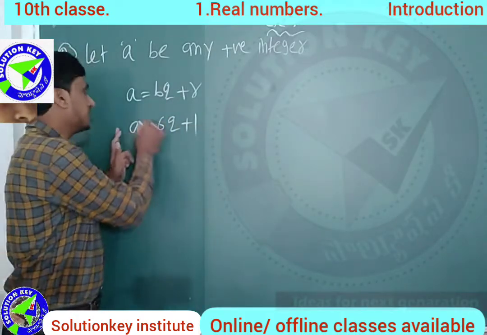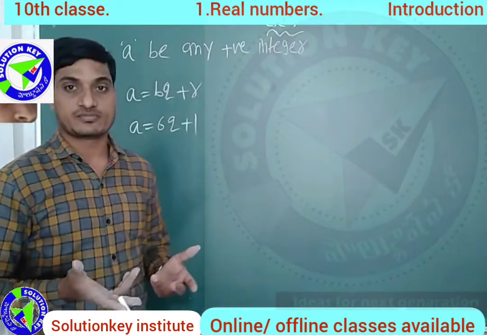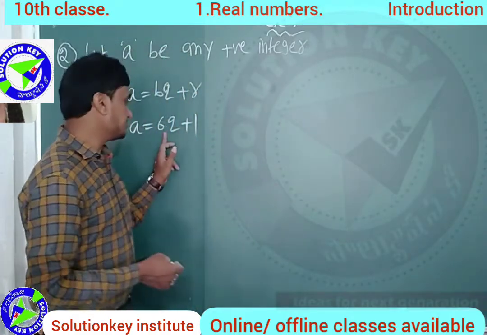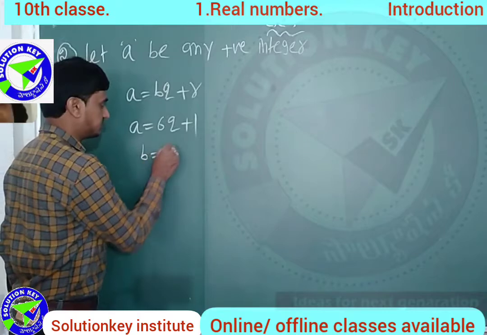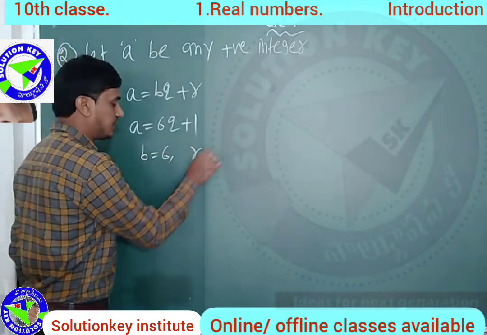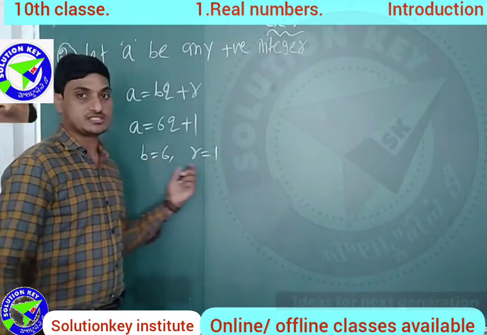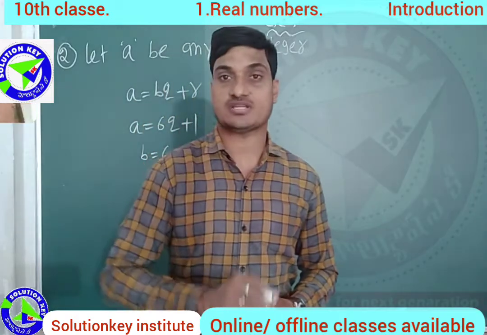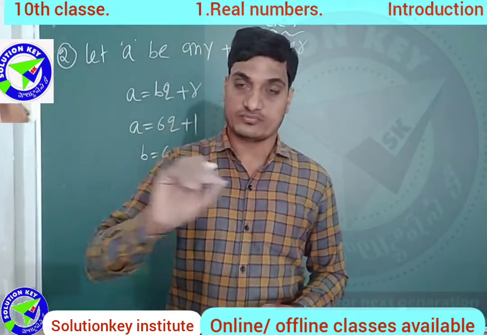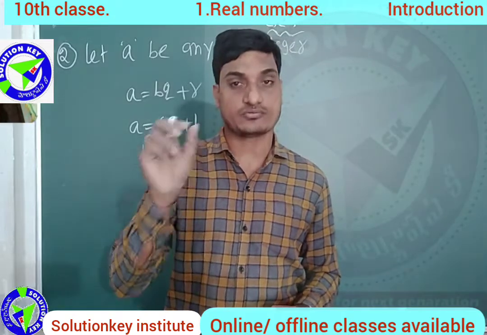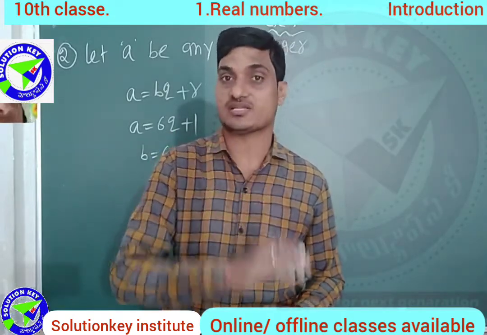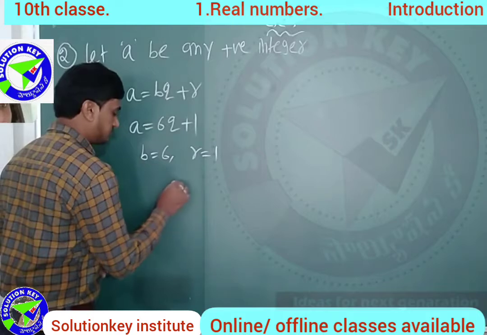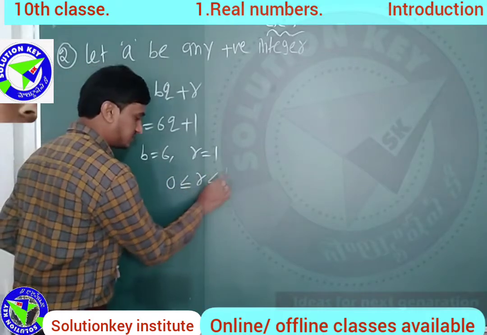A value is not given, so I am taking A to be any positive integer. Then B is equal to 6, and Q is not given here, and R is equal to 1. B is equal to 6 and R is equal to 1. What does the Euclid division algorithm say? What is the condition for Euclid division algorithm? Unique integers q and r satisfy the condition 0 is less than or equal to r is less than b.